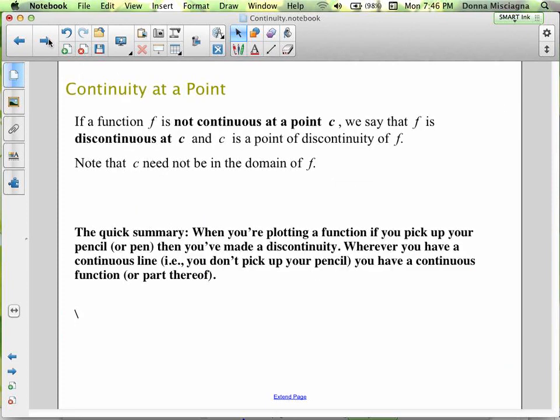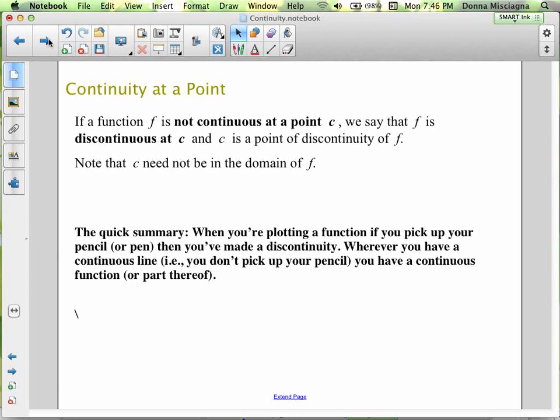So when we're talking about a point of discontinuity, we might have a hole in the graph, right? So it's not in the domain, but that is going to be a discontinuity. When you're plotting a function, if you pick up the pencil or pen, then you've made a discontinuity. Wherever you have a continuous line, i.e. you don't pick up your pencil, you have a continuous function or part thereof. That quick summary helps you figure it out.